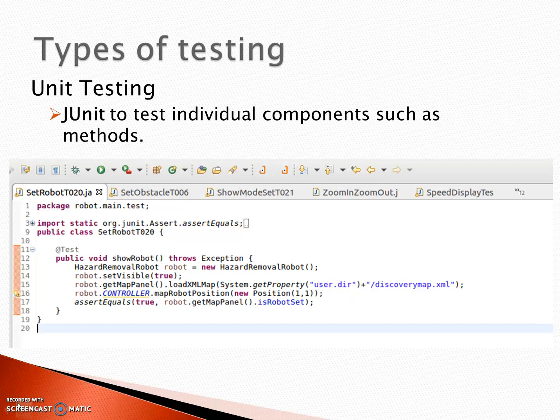Types of testing. In this section, we will discuss the different types of testing that we have done during our project. The first one is unit testing. At the beginning of the project, we created some basic tests to test the functionality of sensors and motors, such as color sensor, ultrasonic sensor, etc. During the course of the project, we used JUnit to test individual components such as methods.